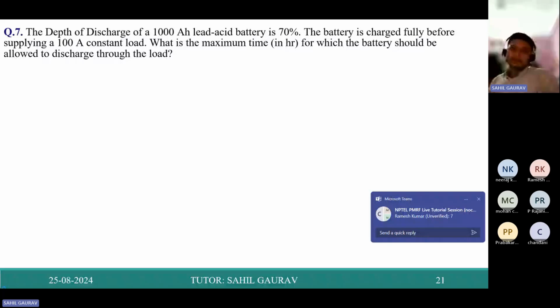The charge capacity of the battery is given as 1000 ampere hour, and the depth of discharge is given as 70%, or you can say 0.7, and the load current is given as 100 ampere. What is the maximum time for which the battery should be allowed to discharge through the load? So we can write the ampere hour of battery times depth of discharge is equal to the ampere hour of load.